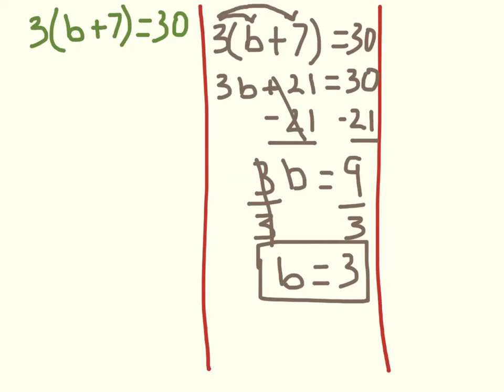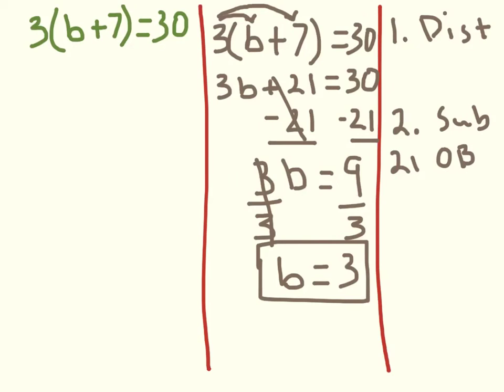Next step, write down all my steps. Right. So the first thing we had to do was distribute. We distributed the 3 inside the parentheses. My second step was I had to subtract 21 on both sides. My third step was divide by 3 on both sides. And then I got my answer.